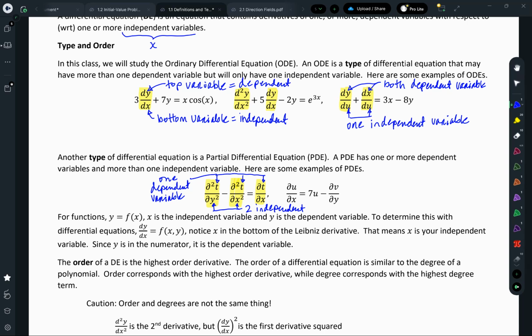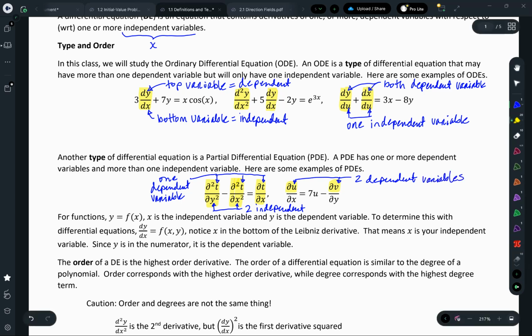The next one, we have del u, del x, which we could say as the partial derivative of u with respect to x, is equal to 7u minus the partial derivative of v with respect to y. I'm seeing two things on top, a u and a v. That tells me that I have two dependent variables. And in the bottom, I'm seeing del x and del y, so again, two independent variables.